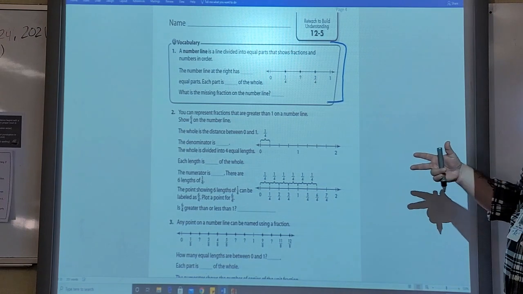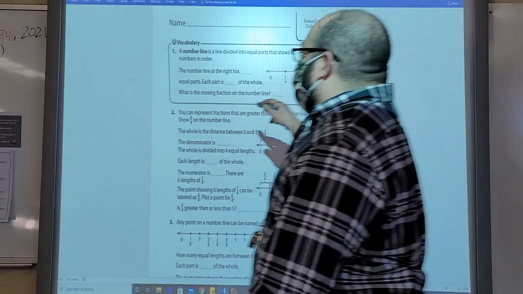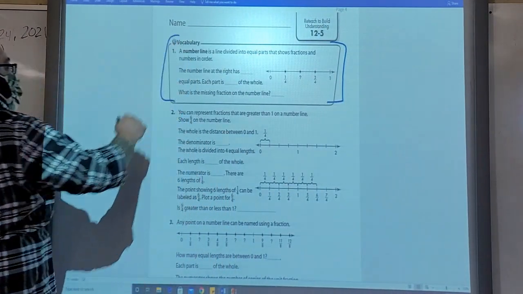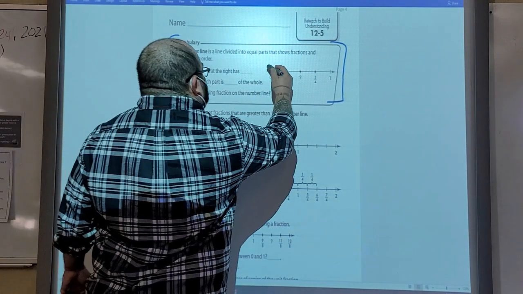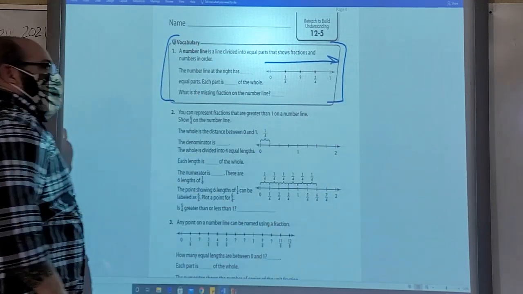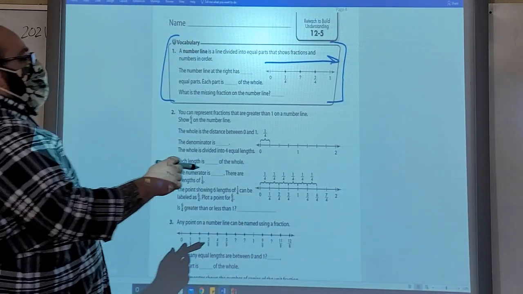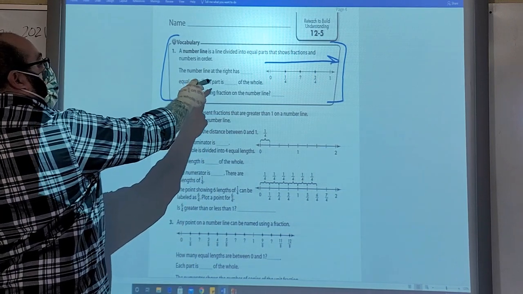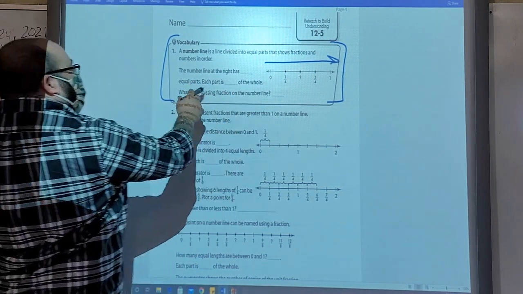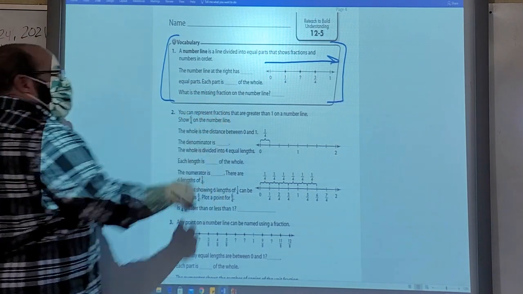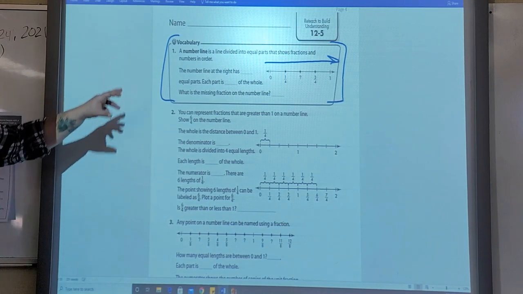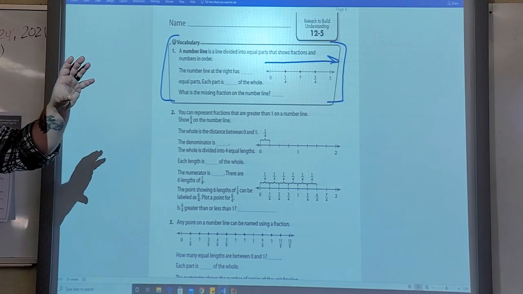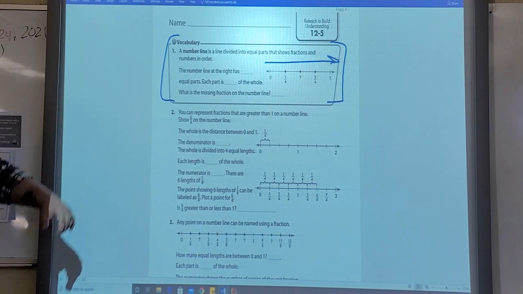Well, let's go over it again. A number line. You guys know what this is. A number line is a line divided into equal parts that shows fractions and numbers in order, right? And we read it in this direction, from left to right. 0 up to 1. Now, the number line at the right has blank equal parts. Each part is blank of the whole. What is the missing fraction on the number line? Read the entire thing first, just like we just did.